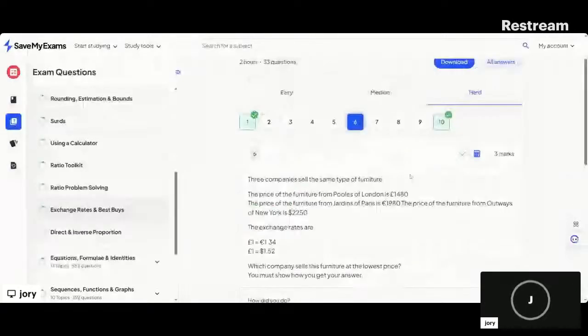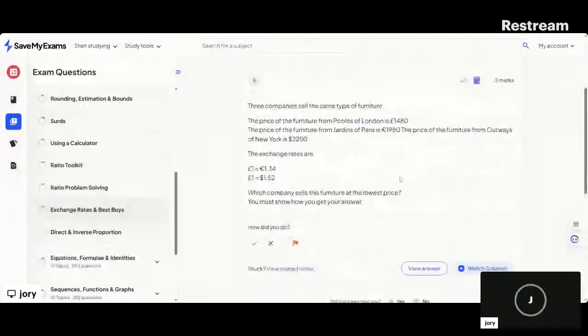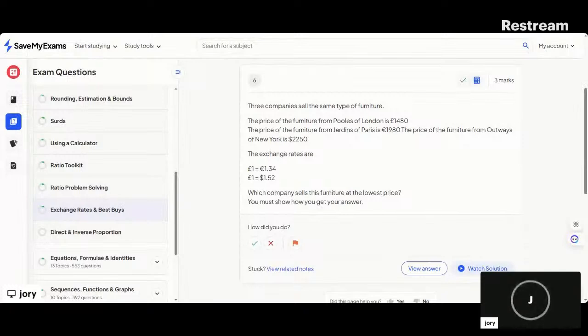I don't know why. 3 companies sell the same type of furniture. Price of the furniture from Pools of London. Wow. Is this many? The price of the furniture from Jardins of Paris and the price of the furniture from Atways of New York is this many. The exchange rates are this many. Which company sells the furniture at the lowest price? You must show how you got your answer. Okay.